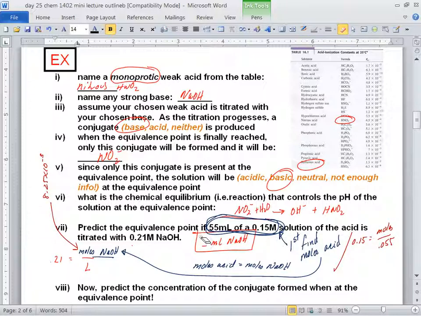So I got 0.039 liters, which equals how many milliliters? 39. Yeah, just move the decimal place over 3 times. Okay.